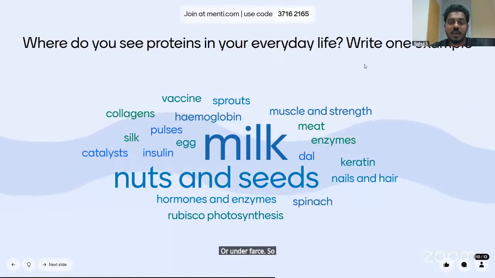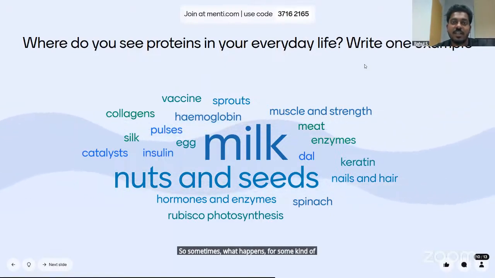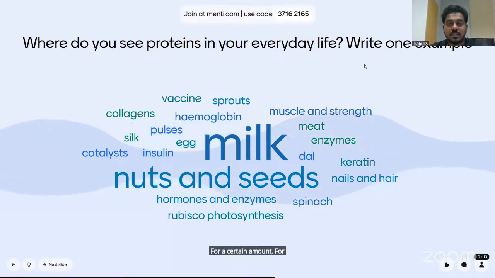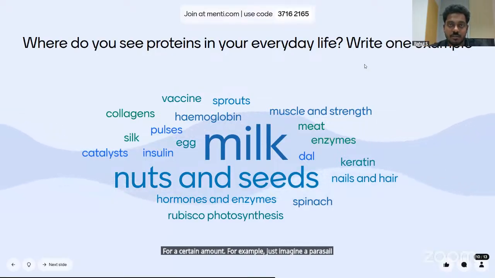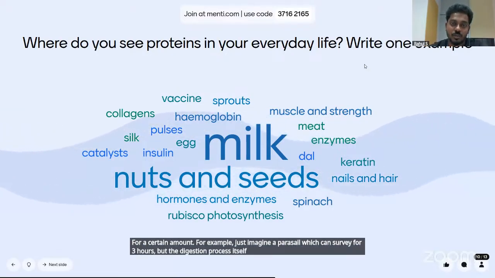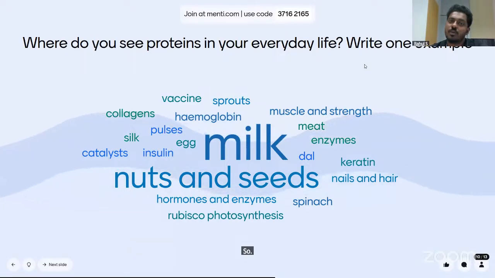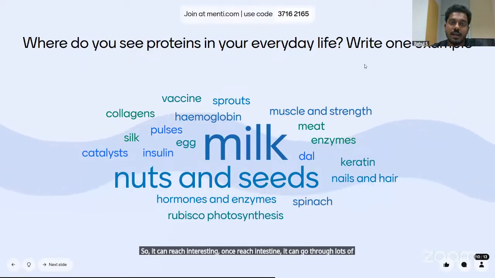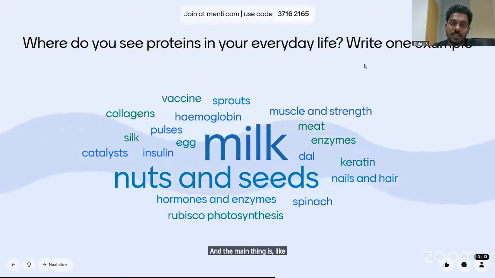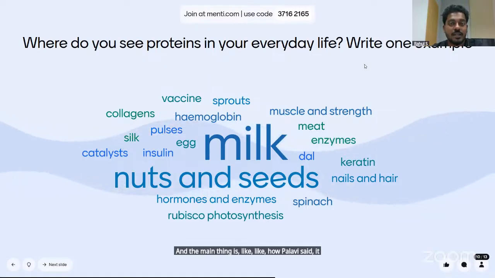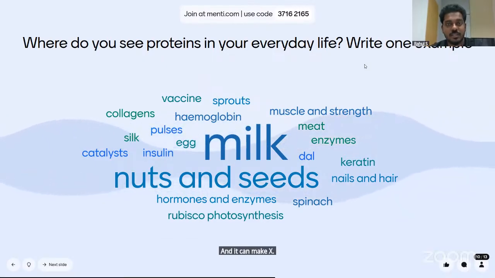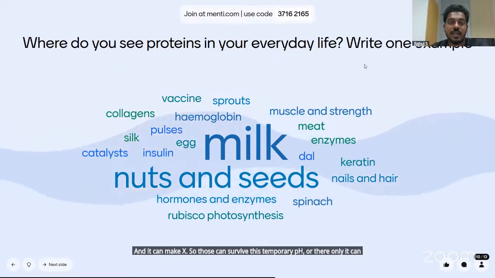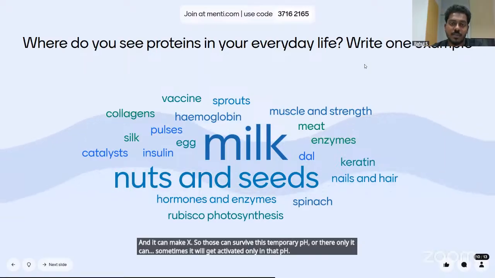Sometimes some parasites have the ability to thrive for a certain amount of time. For example, imagine a parasite which can survive for 3 hours, but the digestion process itself goes for only 2 hours. So it can reach the intestine. Once it reaches the intestine, it can go through lots of changes. The main thing, as Pallavi said, is that it can make cysts and eggs. Those can survive this pH, or sometimes get activated only in that acidic pH. Until then, it will be very dormant.